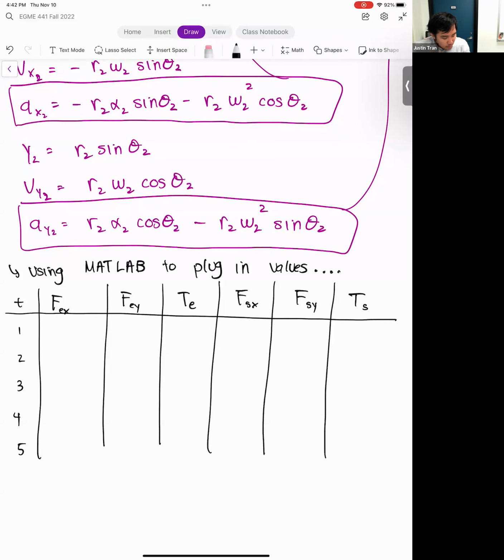All right, and so if we plug in all the values for FEX, we get the following values. And so we get 813.38 newtons at time 1. At time 2, we get 5,400 newtons. At 3, we get 4,007 newtons. And then all the way down to minus 96.4.